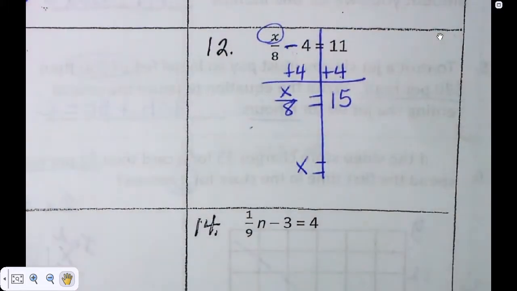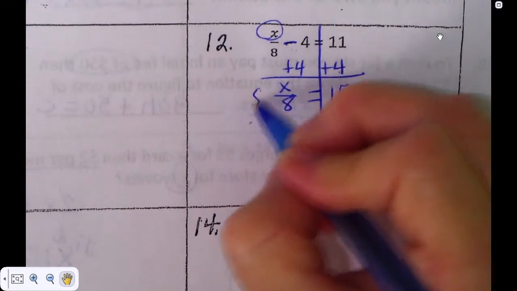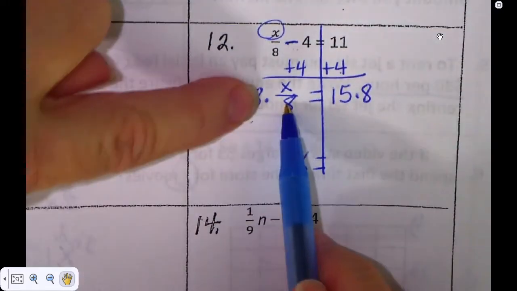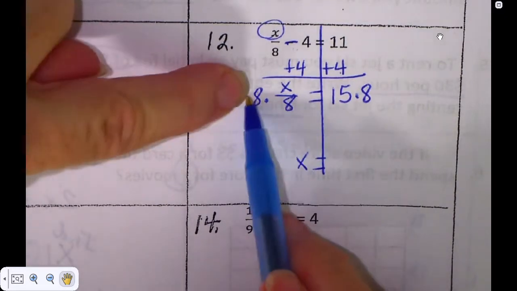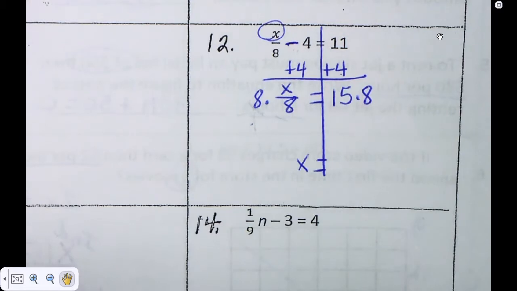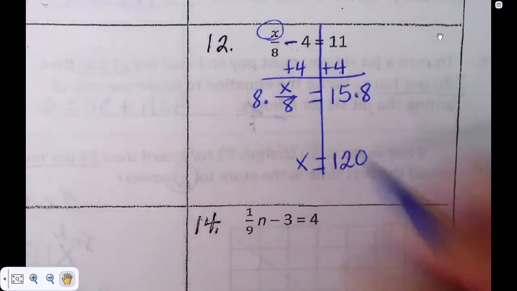So how am I going to get rid of that 8? You should not be doing anything on your calculator yet. I'm going to multiply by 8 on both sides, because that's going to cancel that 8 out. If I put it over 1, remember, cancels out. But you don't need to show all that. What's 15 times 8? 120. Good.